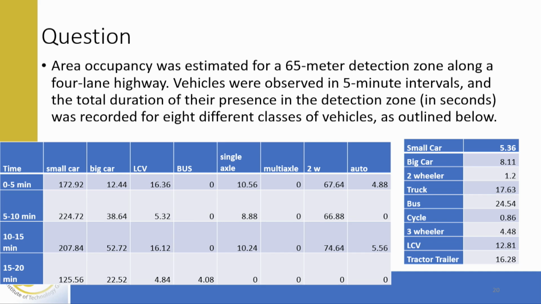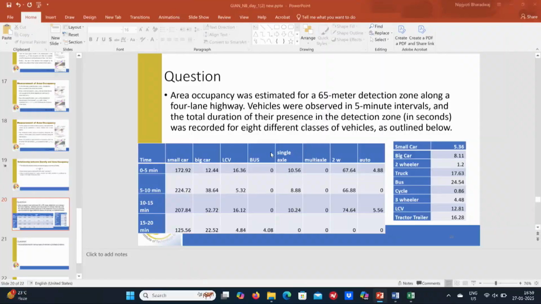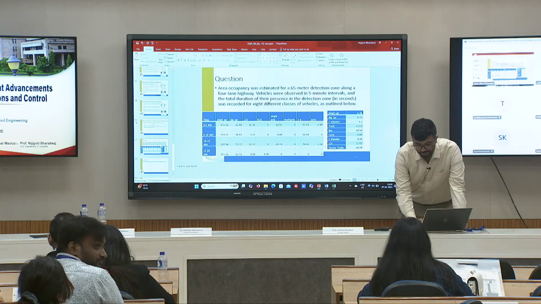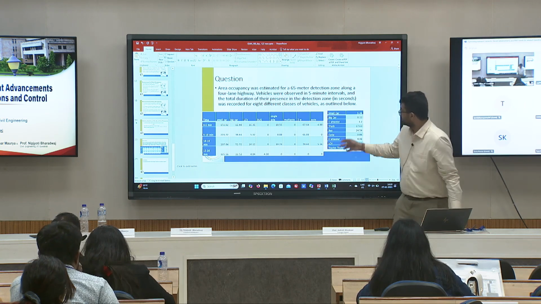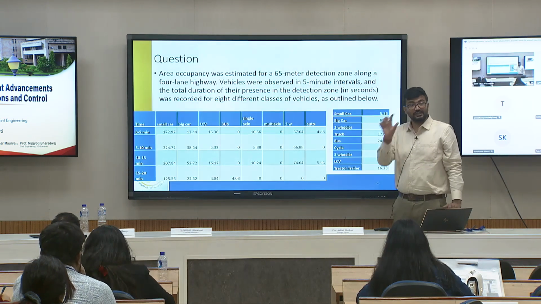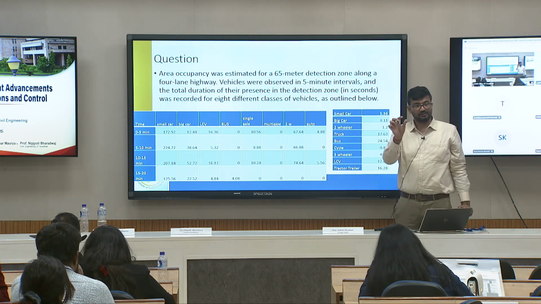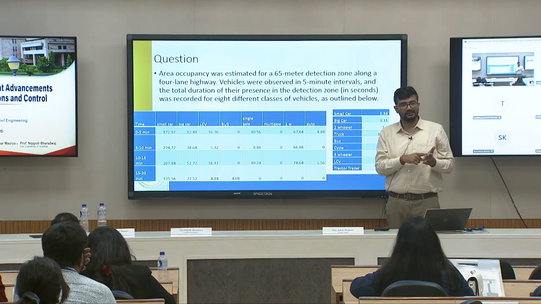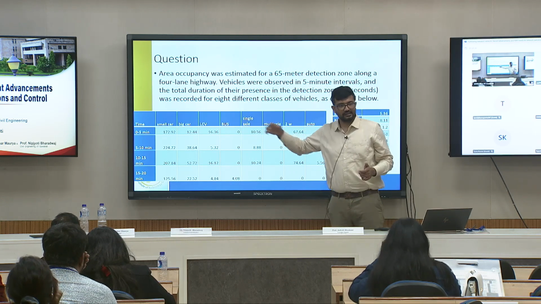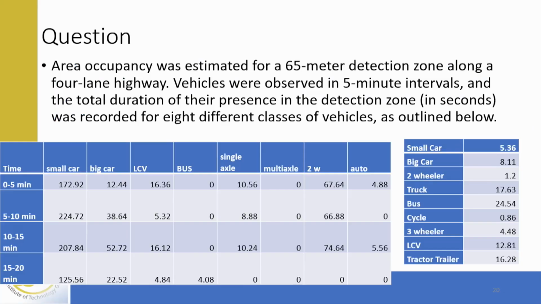If we try to solve this, this one is the projected area of each car. When we need to estimate the occupancy, along with the time spent by each vehicle in that detection zone, we also need the area of individual vehicles, right? So the area of individual types of vehicle is also incorporated here. Shall we move ahead?